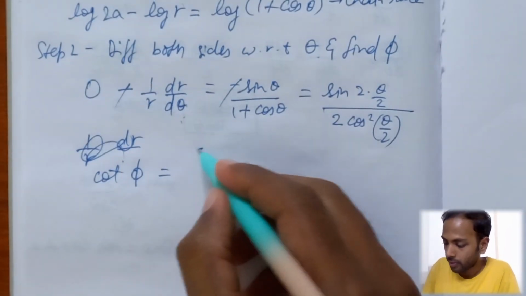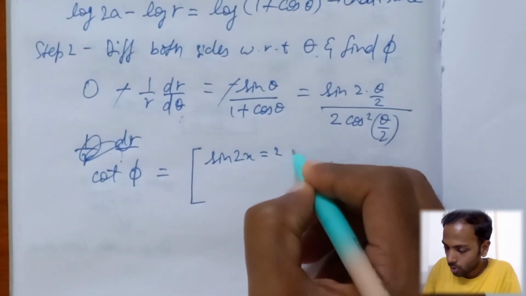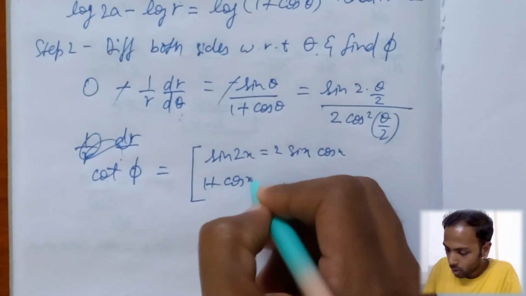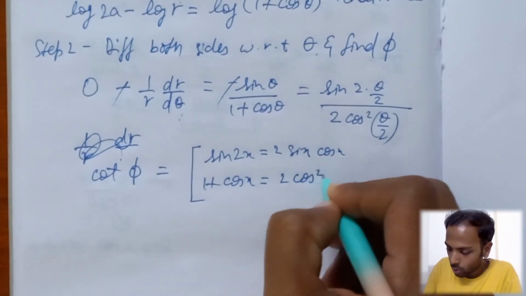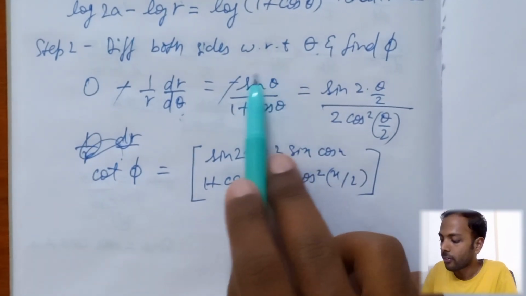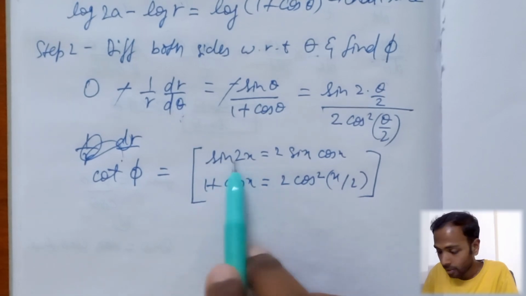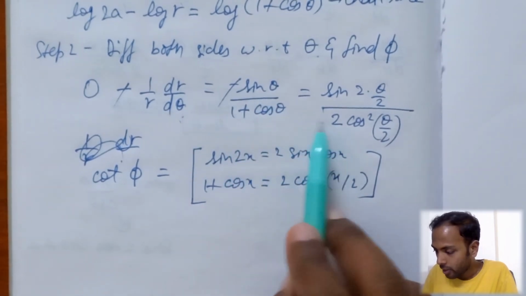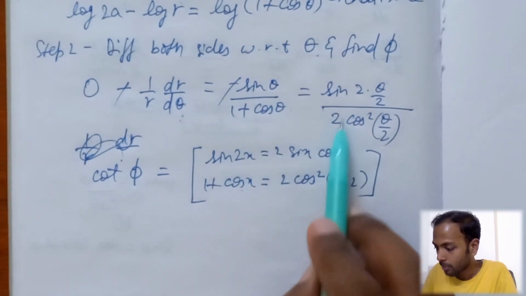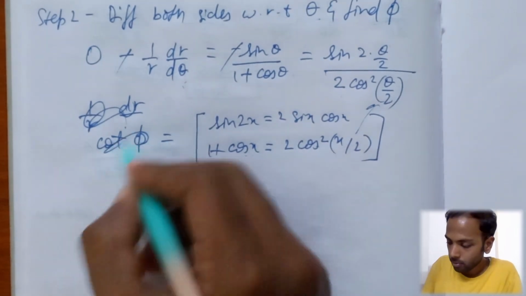Yes, these two are direct formulas. Let me write it here. So sine 2x is equal to 2 sine x cos x. And then 1 plus cos x is equal to 2 cos square x by 2. That's what I've done here. I've transformed this into sine 2x so that I can apply this formula. And this I replaced with this because 1 plus cos x is nothing but 2 cos square x by 2. So 1 plus cos theta is nothing but 2 cos square theta by 2. This formula. Okay. Direct.